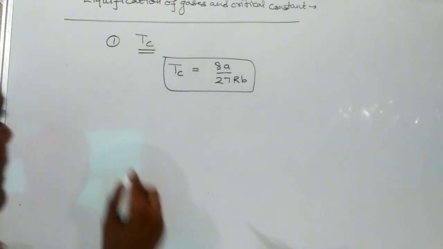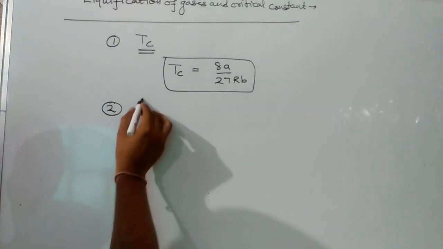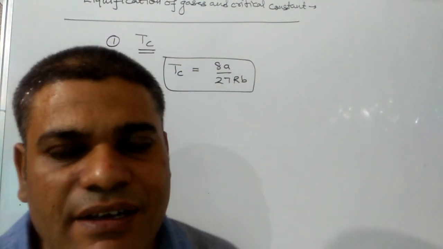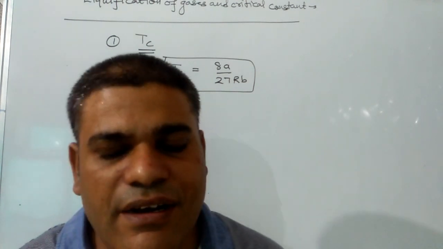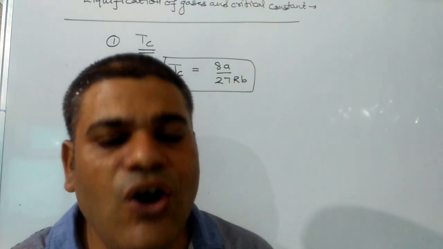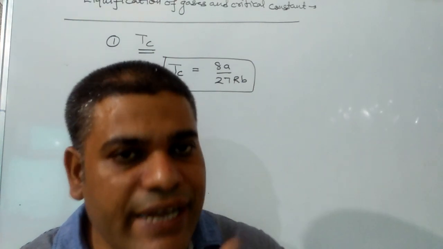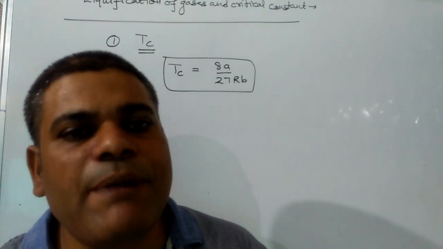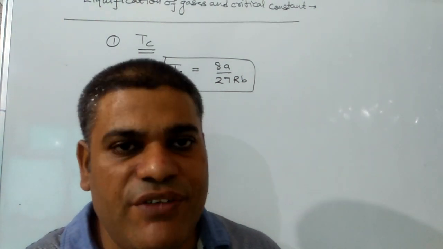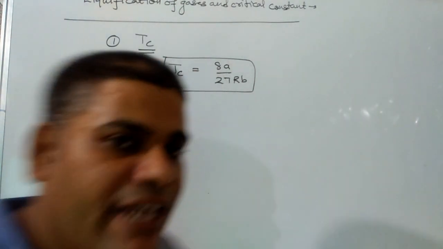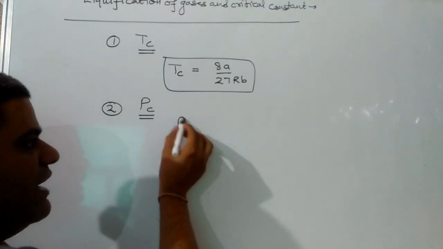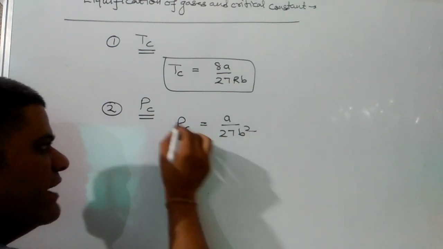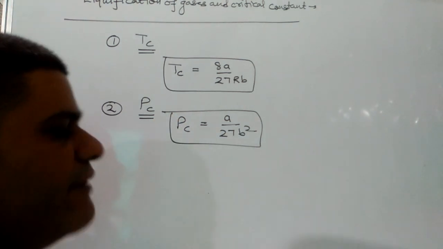Next is critical pressure. Critical pressure is the minimum pressure which must be applied on the gas molecule at critical temperature to liquefy the gases. That is known as critical pressure. It is denoted by Pc, and mathematically its value will be a over 27 b square.